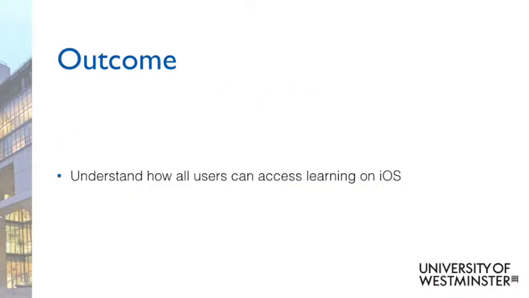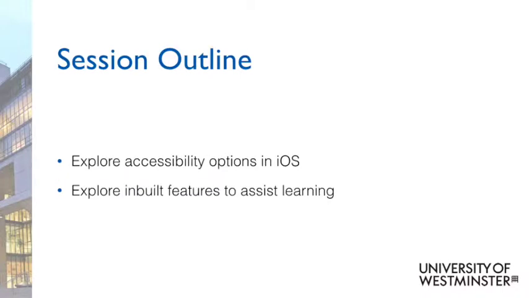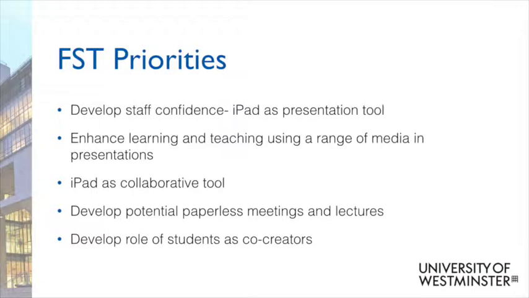In this short video, we'll explore some of the accessibility features that are built right into iOS. On the screen are the 5 priorities identified by FST as key indicators of success as part of this mobile learning project.